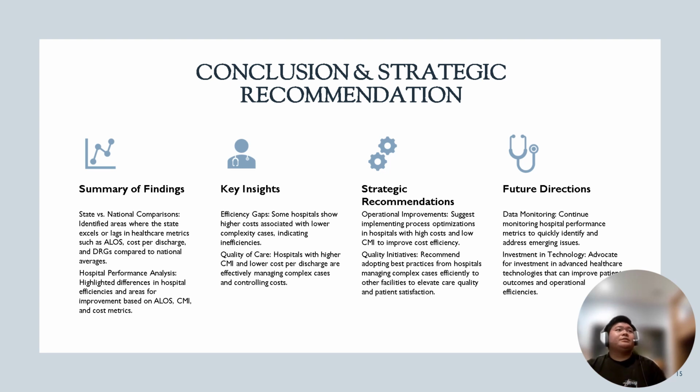Conclusion and strategic recommendation. Summarize key findings, unique features of the Alabama healthcare landscape, and specific hospital characteristics. Provide strategic recommendations based on the analysis to enhance healthcare delivery in the state. Summary of findings, state and national comparison: identify areas where the state excels or lags in healthcare metrics such as ALOS, cost per discharge, and DRGs compared to national averages. Hospital performance analysis highlighted differences in hospital efficiencies and areas for improvement based on ALOS, CMI, and cost metrics.